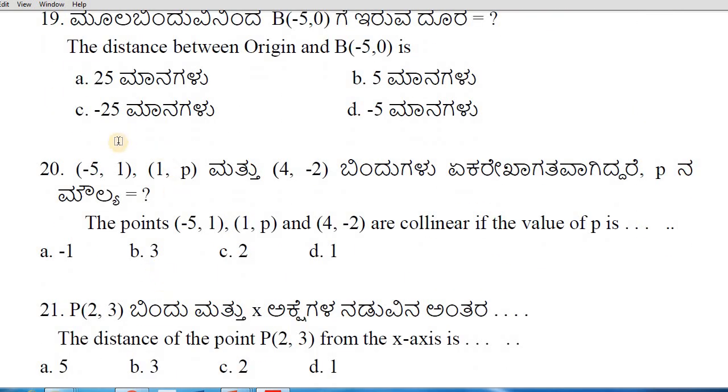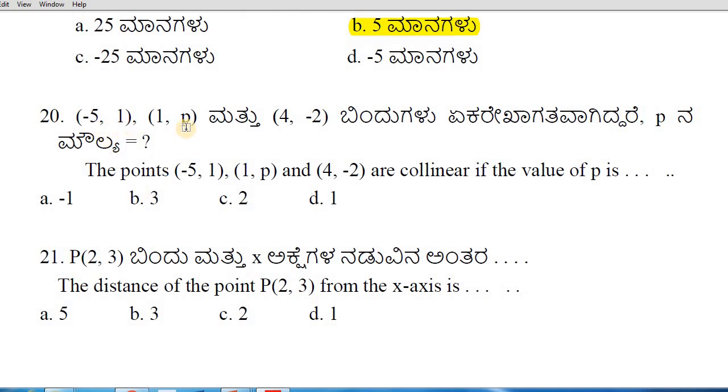Question number 19. The distance between the origin and B, coordinates minus 5, 0 is. Given options are 25 units, 5 units, minus 25 units, minus 5 units. Children, you have to use the distance formula, root of x square plus y square. If you solve using that formula, we get answer B, 5 units. Next, question number 20.